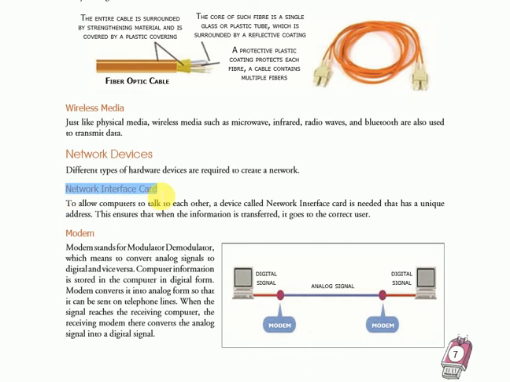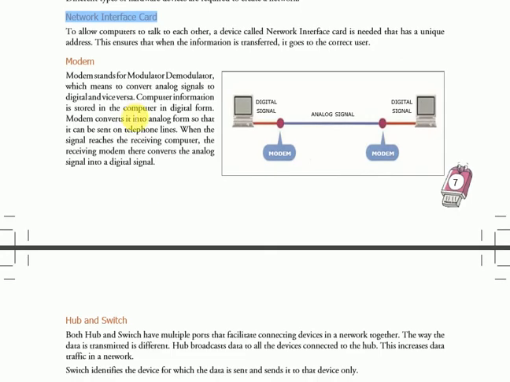Network interface card. This is the most important element of the computer system, because without a network interface card we cannot connect our computer system to the internet. To allow computers to talk to each other, a device called a network interface card is needed that has a unique address. This ensures that when the information is transferred, it goes to the correct user. So this is a network interface card. When you insert it into your computer, after that you will be able to use the internet. Without it you cannot use the internet on your desktop computer.